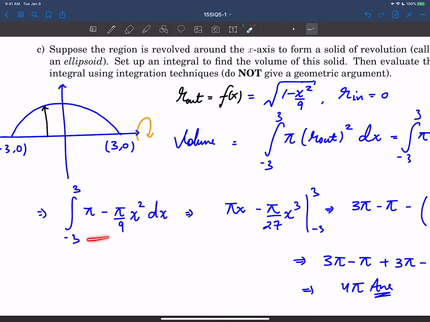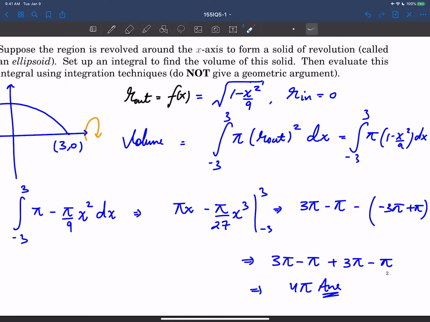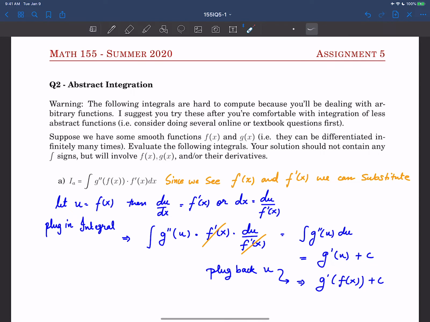And now the last step is to evaluate it from -3 to 3. So you plug in the -3 and the top 3. This is what you get here, an expression. Do a little algebra, and you get 4 pi as the answer. Okay, you can verify all of this, and if you need more clarity on that, just reach out to me. You know how to get to me. And that's pretty much it for the first question.